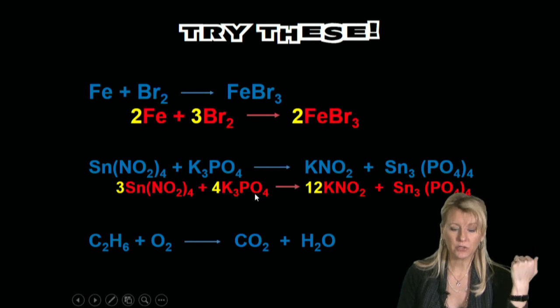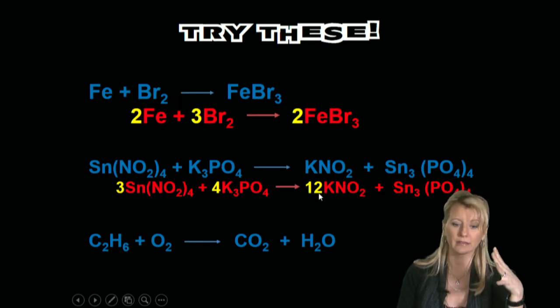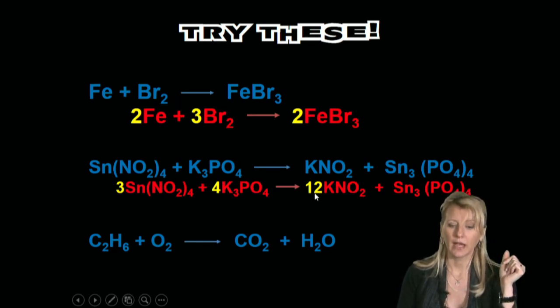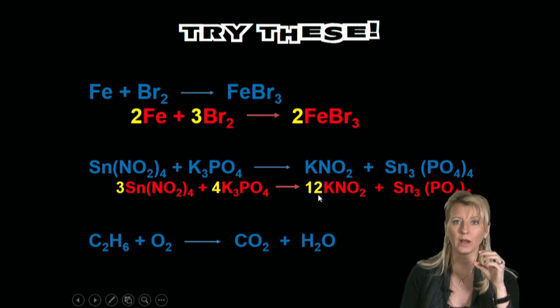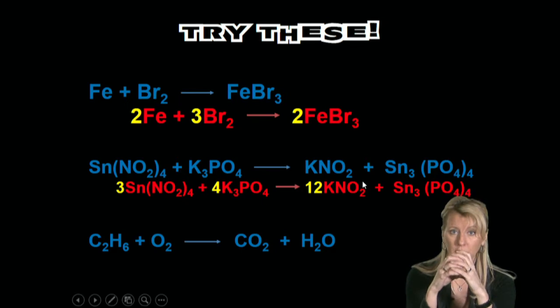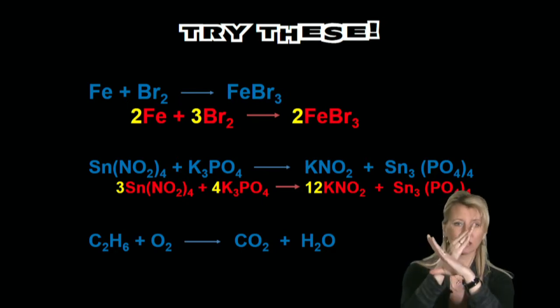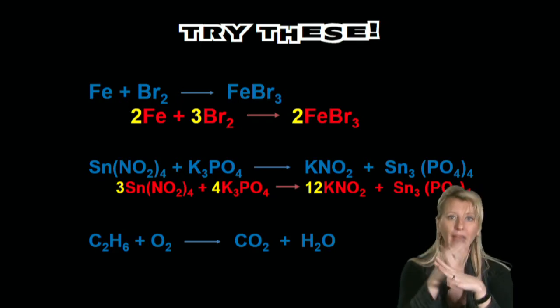So my PO4s are matching. I'm all happy about that. My potassiums are matching. So now I have to look at what else did I mess up by adding that 12. By adding that 12, I affected my nitride here, NO2. There's only one of them here, but that 12 tells me there's now 12 of them. Remember, NO2 is polyatomic. It is treated as one entity. You can call it X if you want. So now I have 12 X's.